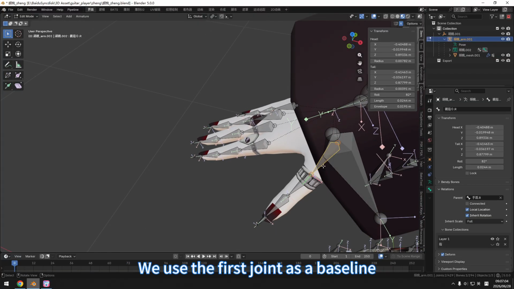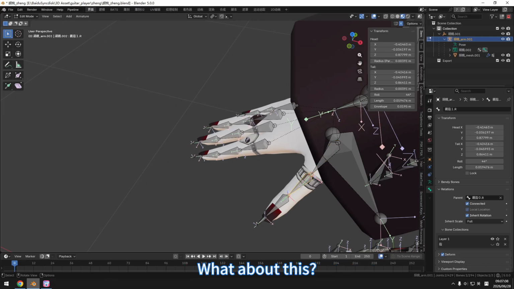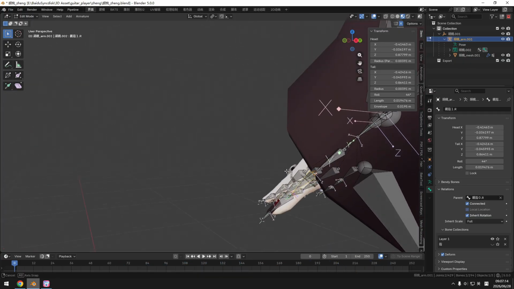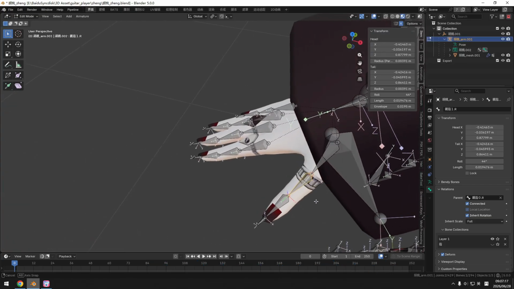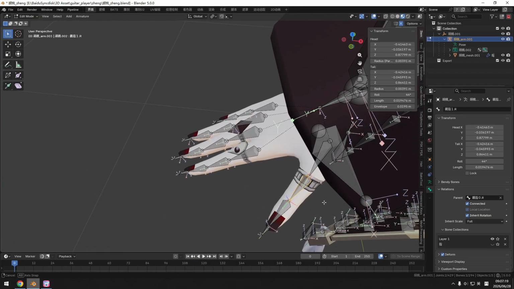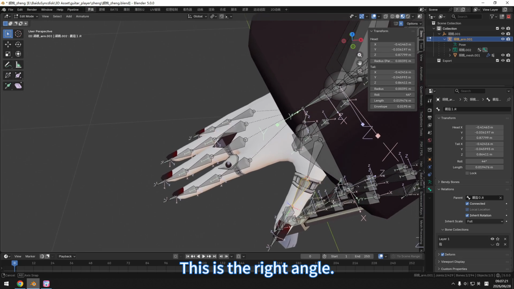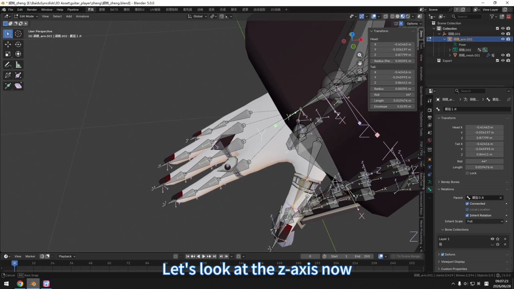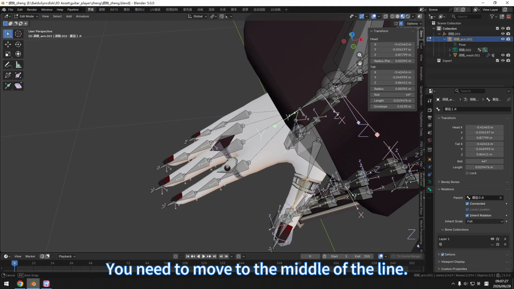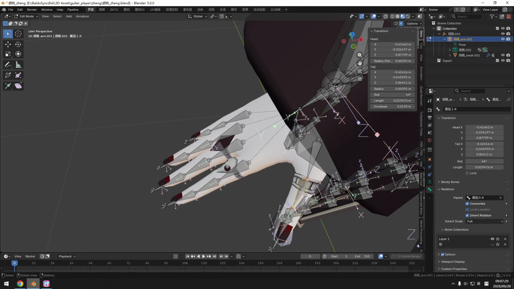We use the first joint as a baseline. What about this? That's the x-axis. Although it is also towards this side, there is still some offset in the z. I'll look at the z-axis from another angle. This is the right angle. Let's look at the z-axis now. This z-axis, you need to move to the middle of the line. So now we turn the second knuckle.